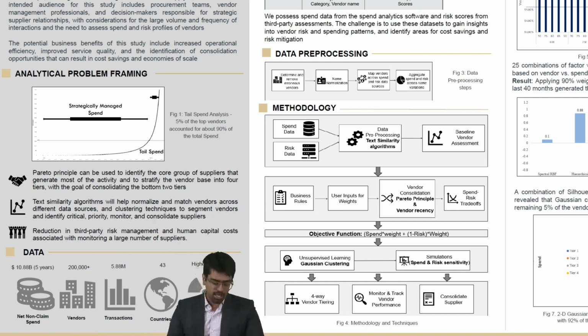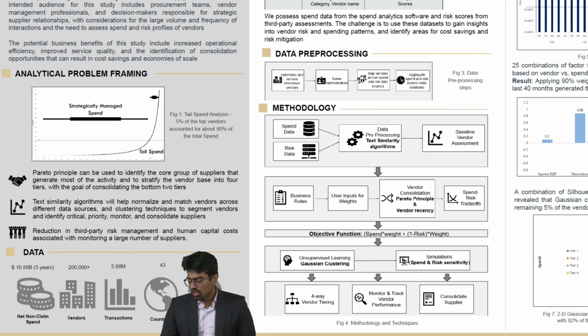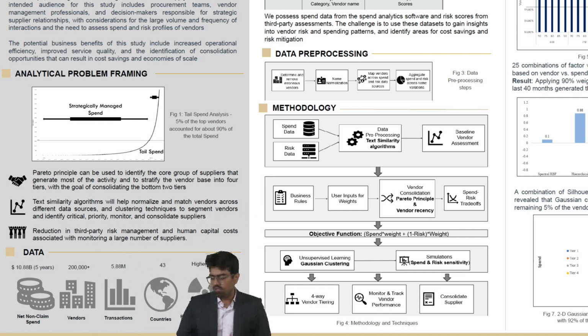Now, our client did not have any vendor management tool they were using, and vendors were basically only categorized on the basis of the amount spent with them. When we further examined the data, we saw that the spends were highly imbalanced. Only 5% of the vendors accounted for 90% of the entire spends.